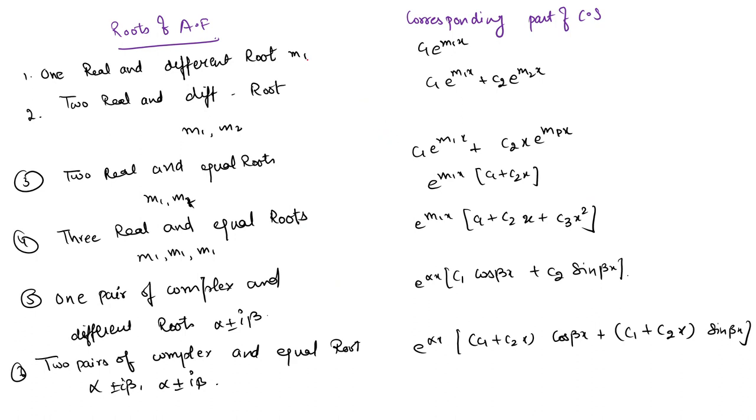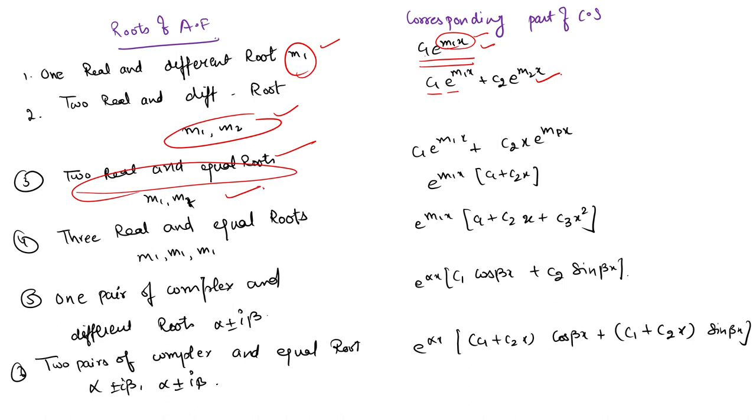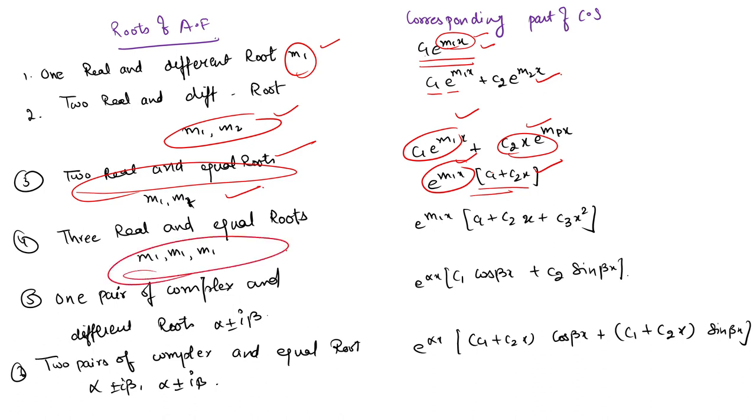It may be possible that we get one root, so its corresponding part is c1 e raised to power m1x. Suppose that we get two different roots. So in this case c1 e^(m1x) plus c2 e^(m2x). Similarly, if we get two real and equal roots, the first is as it is, the second is multiplied with x. So in this case e raised to power m1x is common, it is (c1 plus c2x). Similarly, if we have three equal roots, it is (c1 plus c2x plus c3x square).